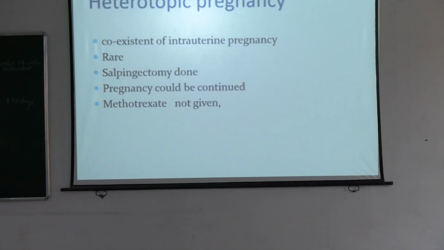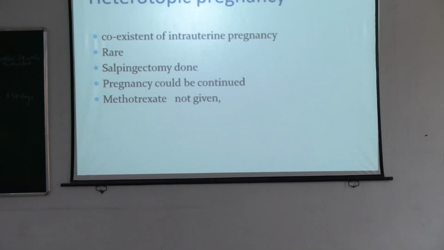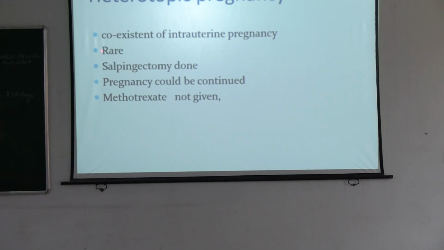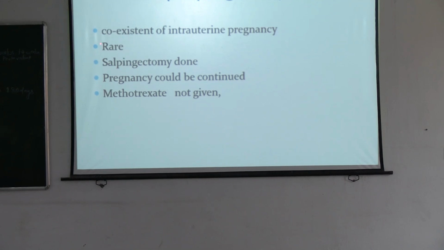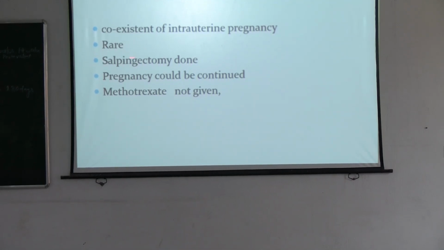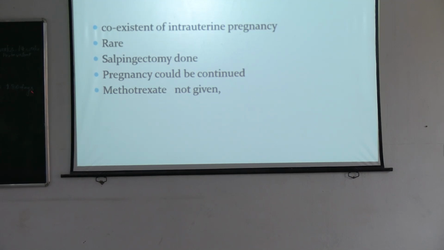Heterotopic pregnancy, this is another entity, though very rare. That means coexistence of intrauterine pregnancy with ectopic pregnancy. How that happens is very rare. And salpingectomy is to be done in cases of ectopic pregnancy. Salpingectomy is done, but the intrauterine pregnancy could be continued, because the pregnancy is early, so it may not be disturbed because of laparotomy, and methotrexate should not be given because you are continuing the intrauterine pregnancy. So for the extrauterine pregnancy, methotrexate should not be given.